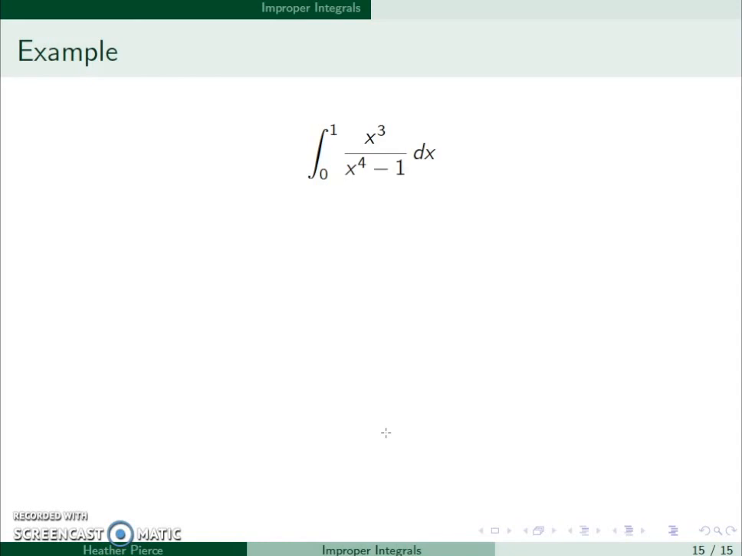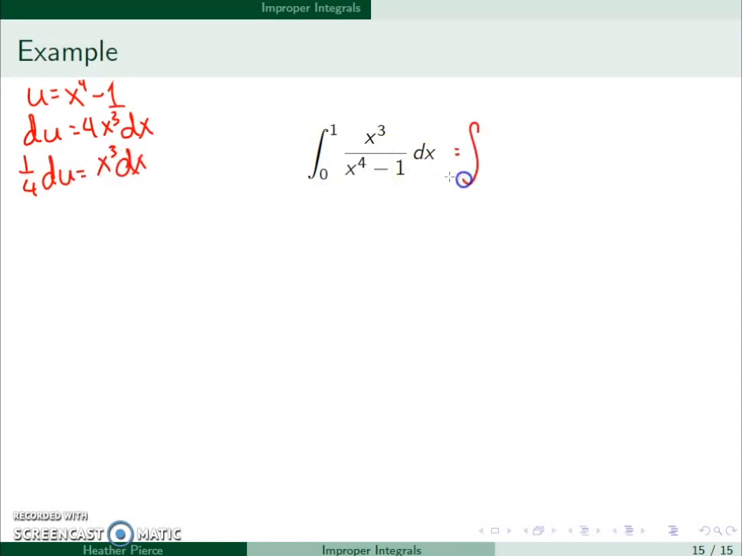We'll do one last one. And in this case, we'll do a substitution first. I'm going to let u be equal to x to the 4th minus 1. So du is 4x cubed dx, or 1 over 4 du is equal to x cubed dx. So this new bound is going to be negative 1 on the bottom. On the top, we'll have a new bound of 0. And this is going to be 1 over 4 times the integral of 1 over u du. And we know that 1 over 0 is undefined.